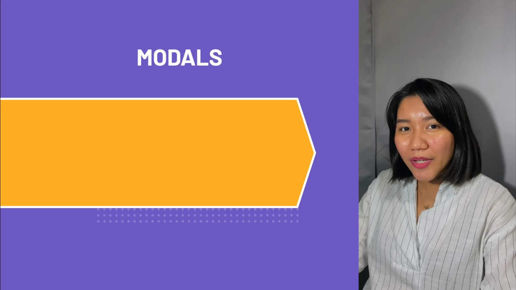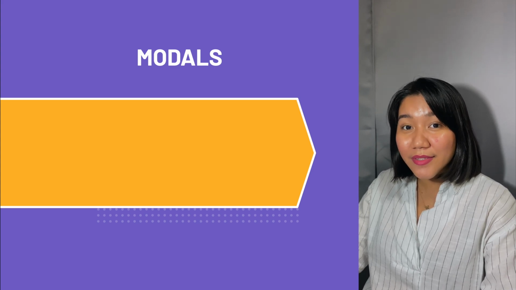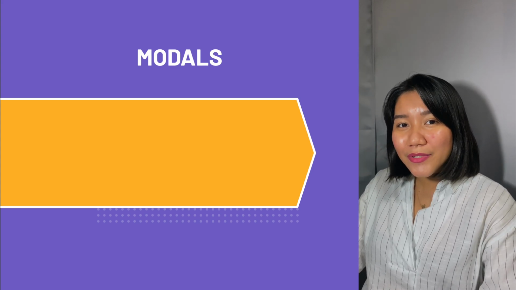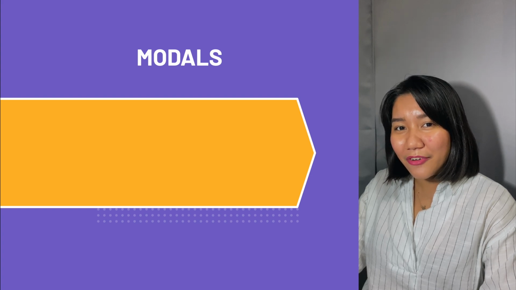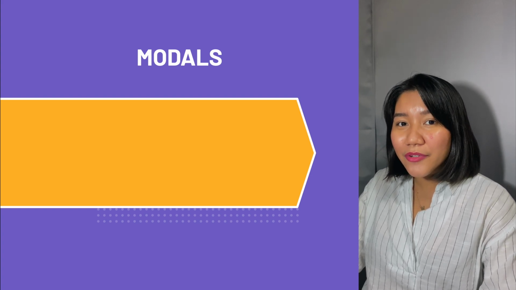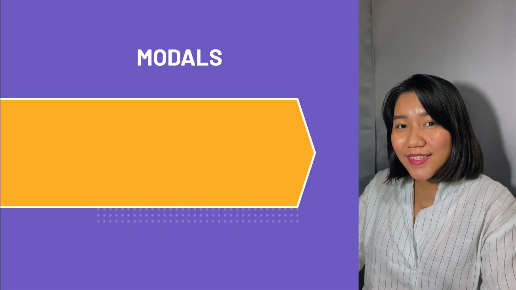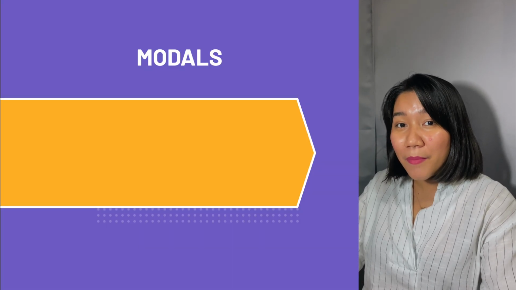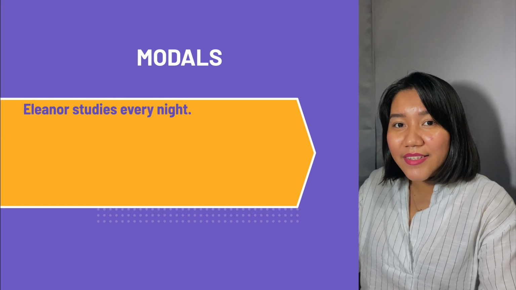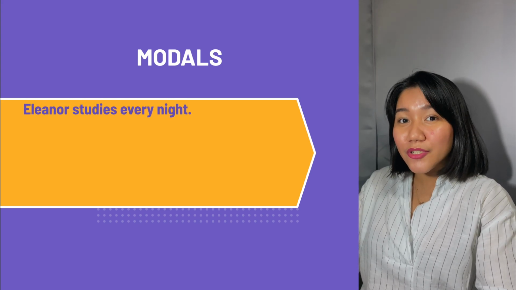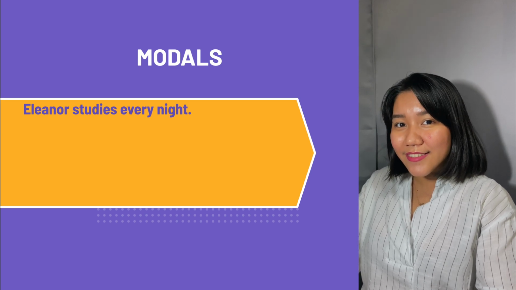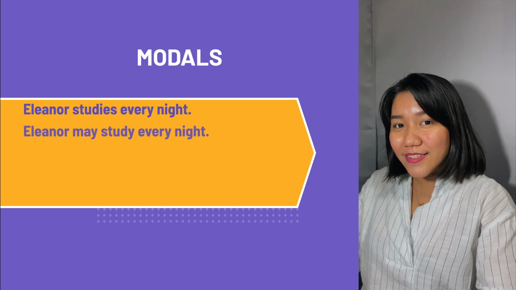We also have what we call modal auxiliaries, or simply modals. We use modals by placing them before main verbs. Each modal has its own meaning, so the meaning of the sentence will depend on which modal you use. Let's read the following sentences and take note how even though the main verb remains the same, the meaning of each sentence changes because of the modals. Eleanor studies every night. The verb studies shows that Eleanor regularly studies. No helping verb was used in the sentence.